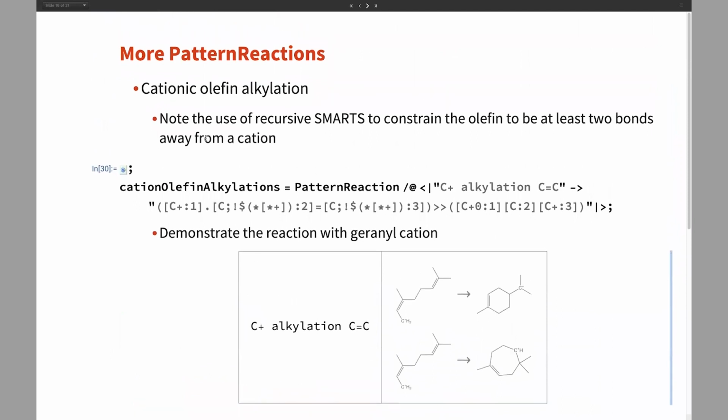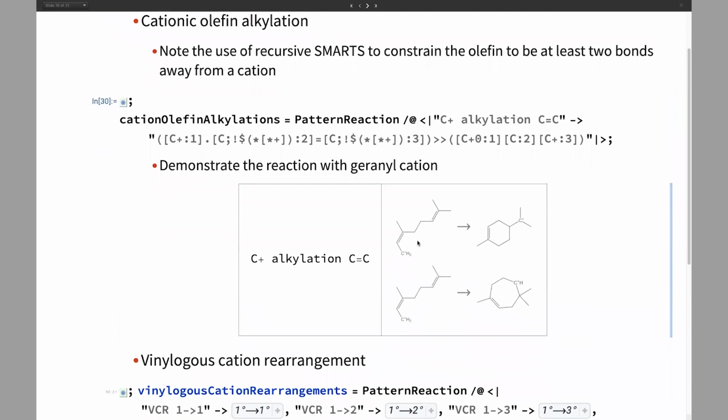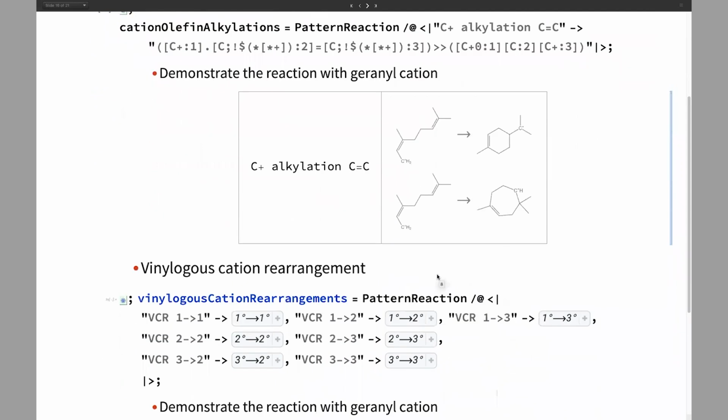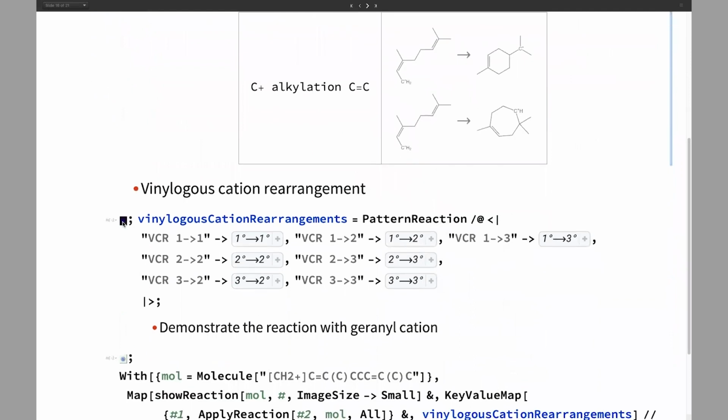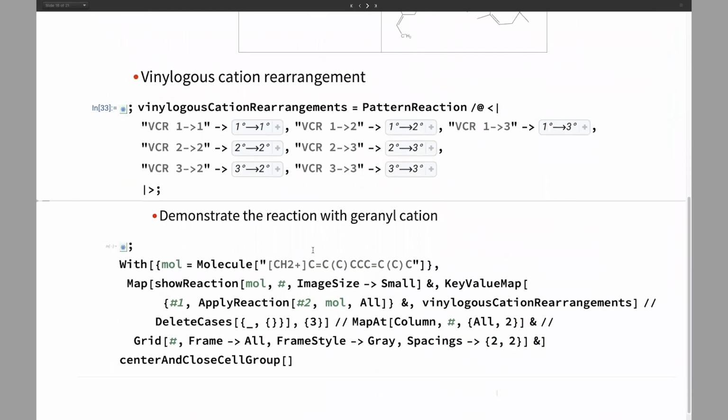And don't know why it jumped the page, but it did. This is demonstrating the alkylation reaction forming either the six-membered ring if I attach here, or the seven-membered ring if I attach there. And then showing the shift. This is defining the shift reaction. And again, I'm writing several versions of it so I can control which ones actually occur, because I don't want to form primary carbocations in this rearrangement. So I've left that specific one out.